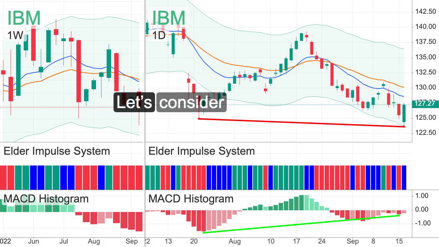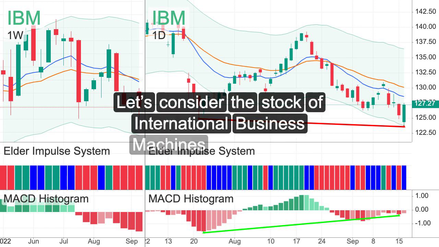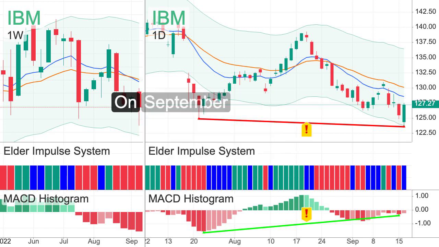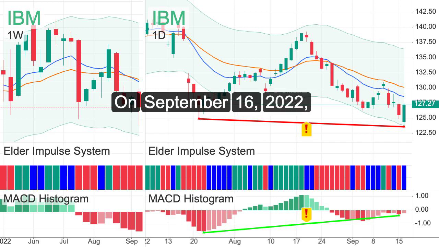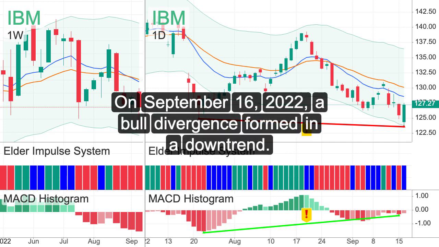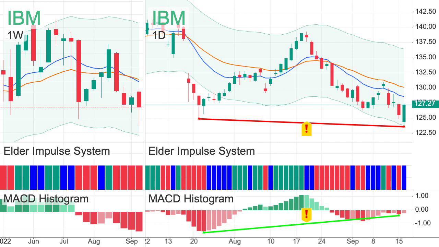Let's consider the stock of International Business Machines Corporation. On September 16, 2022, a bull divergence formed in a downtrend. This is a strong buy signal. There is a first light bar on the histogram. Are you ready to submit a buy order?